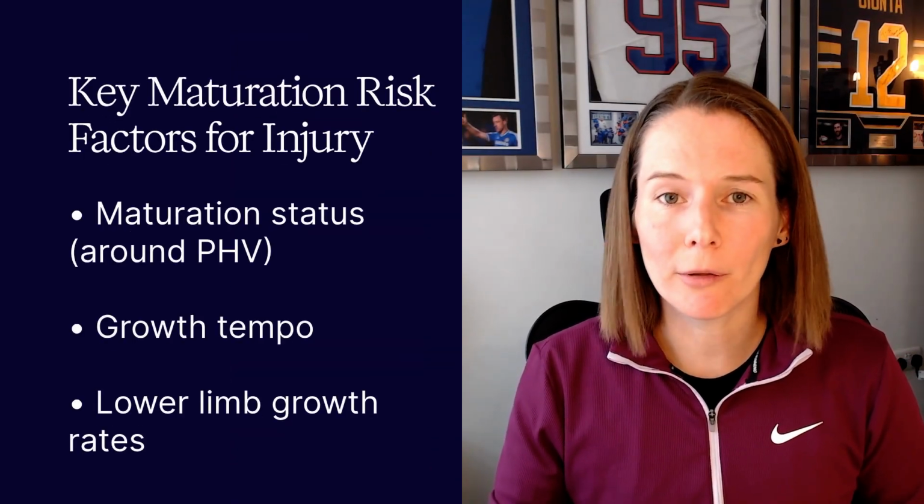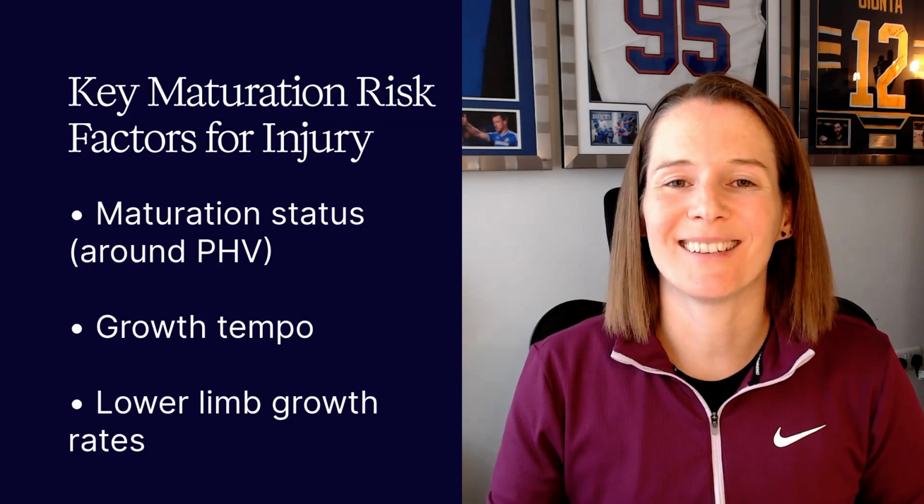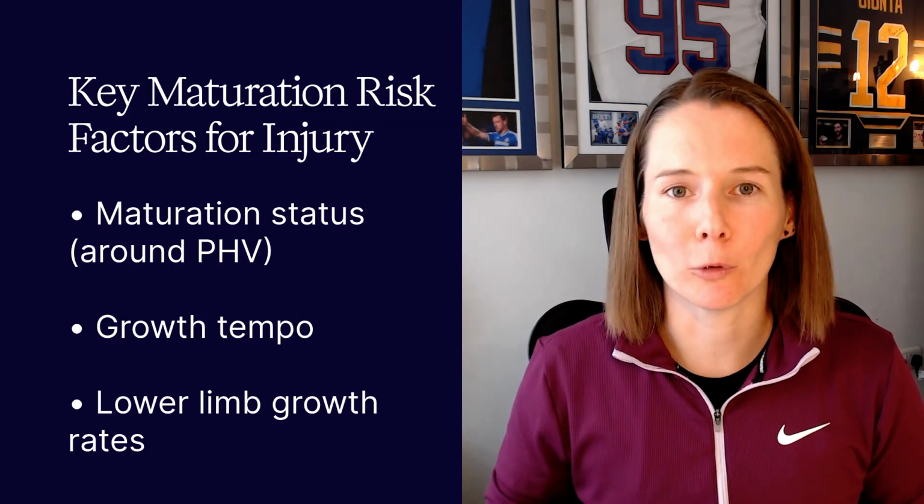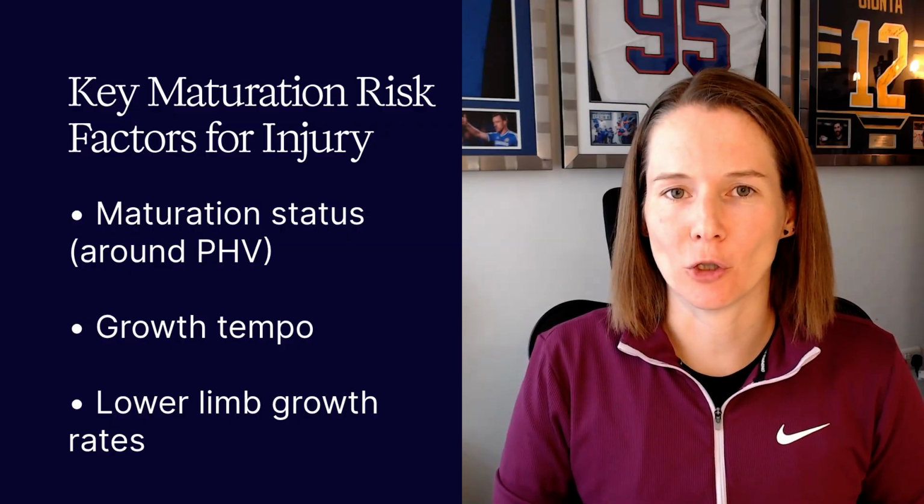Secondly, like I just mentioned in the previous paper, that growth tempo, those who are growing at the fastest rate, in particular those growing at a rate greater than 7.2 centimeters per year, were at greatest injury risk. And the third factor then is lower limb growth rate, although unsurprisingly, this has a strong association with the overall growth tempo in the individual.